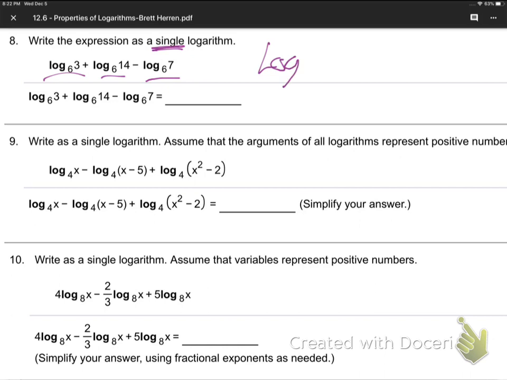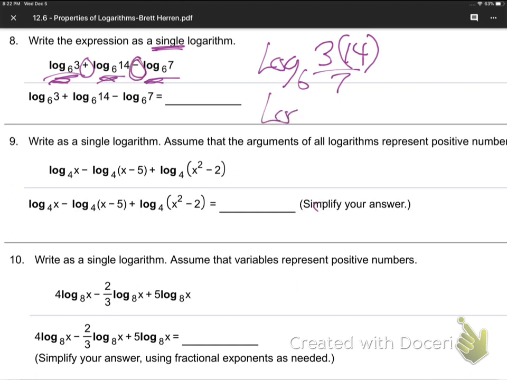Well, it's going to be 1 log base 6. See, they all have the same base. They always will. And then you're going to take 3. The adding becomes times 14. The subtraction becomes divide 7. Just make all three into one big log like that. Adding becomes multiply. 3 times, you can do parentheses if you want, 3 times 14. And then the subtraction becomes divide.